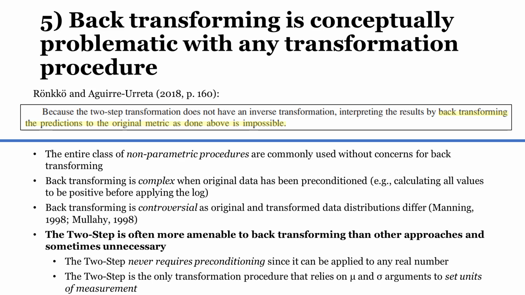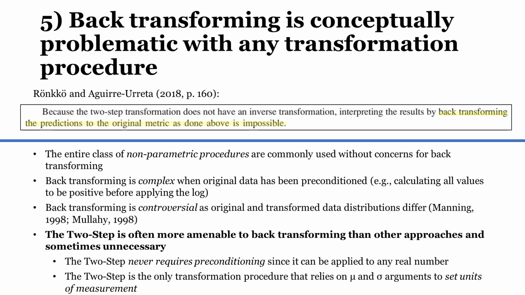However, this is common of many transformations. The entire class of non-parametric procedures are commonly used and even encouraged by the authors without concerns for back-transforming. Also note that back-transforming has conceptual problems. It is complex when original data has been preconditioned, such as when we need to shift values to avoid applying it to negatives or zeros, which will result in missing values. Also, back-transforming is controversial as original and transformed data distributions differ.